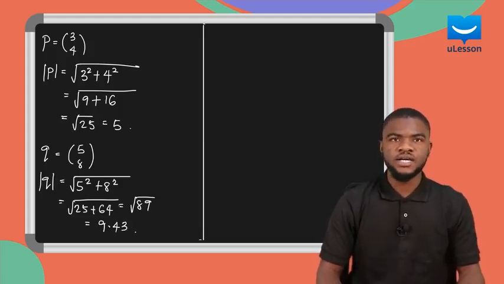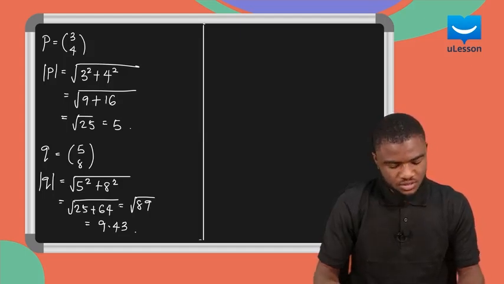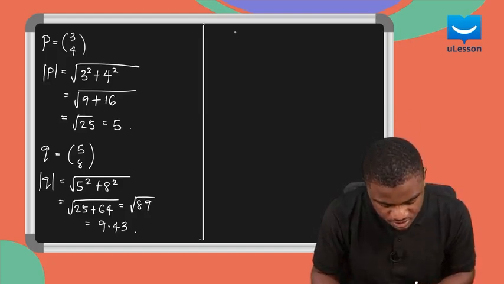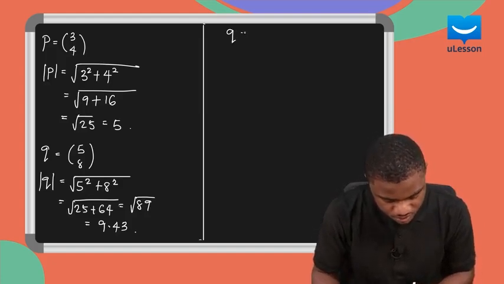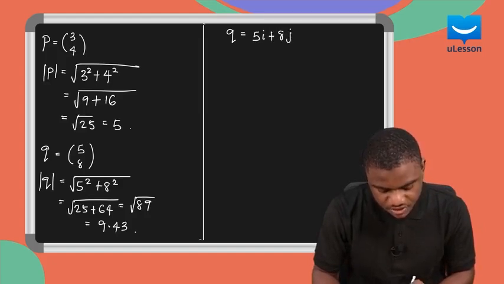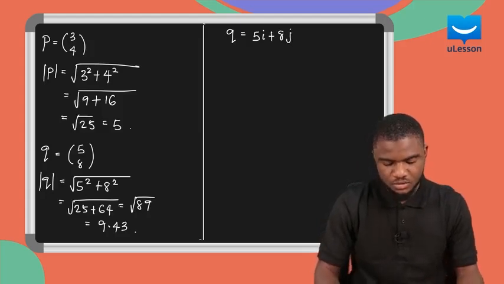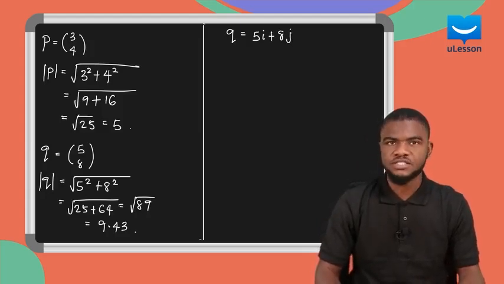We are also to express Q in the form AI plus BJ, where I and J are unit vectors in the direction of X and Y axis respectively. To do this, we simply take the values given for Q. The first value, which is 5, takes the unit vector I, while that of 8 takes the unit vector J. Therefore, Q is equal to 5I plus 8J.